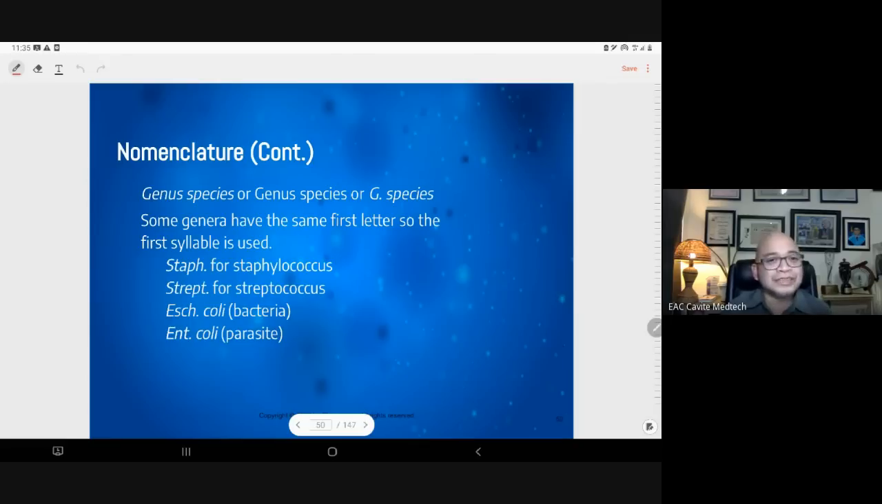Some genera have the same first letter, so the first syllable is used. So for example, Staphylococcus, Streptococcus. So it's better that we use the first syllable. So again, to avoid confusion, Escherichia coli and Entamoeba coli should not be confused. And one way of avoiding the confusion is to use the syllable instead of simply using this one.